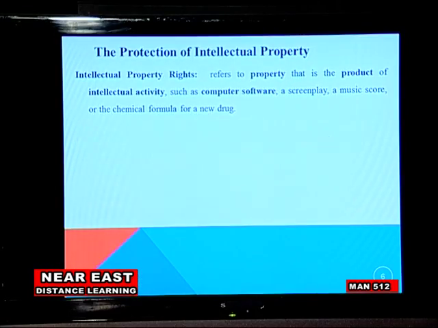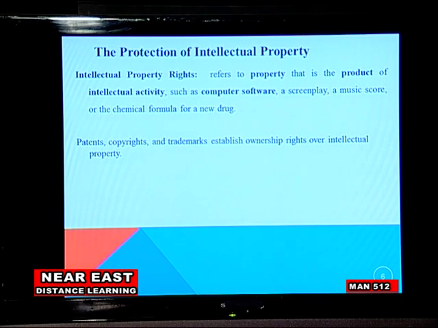So when there is innovation, there are new ideas, and new idea generation requires protection of intellectual property. So what is intellectual property then? It refers to property that is the product of an intellectual activity, such as computer software, a screenplay, a music score, or the chemical formula for a drug. So these kinds of things are intellectual property and they need to be protected.